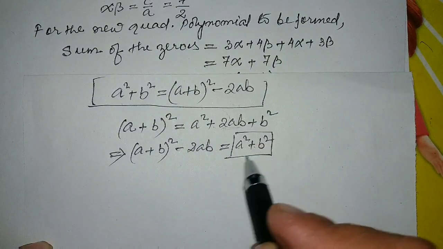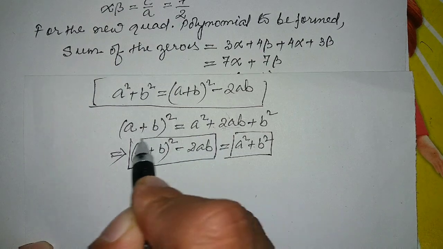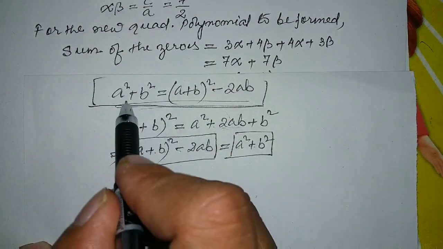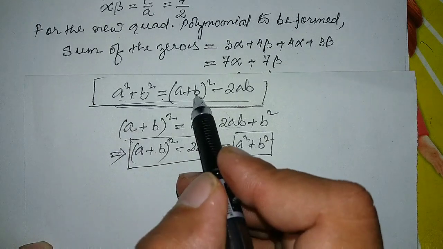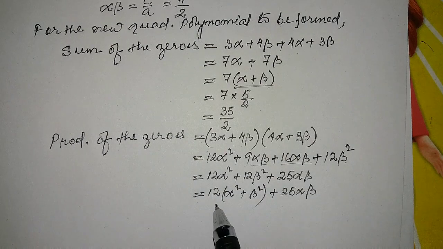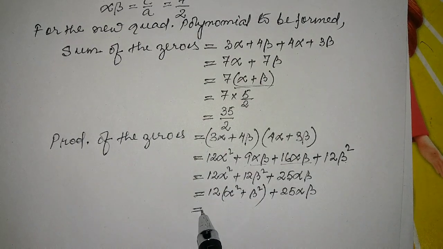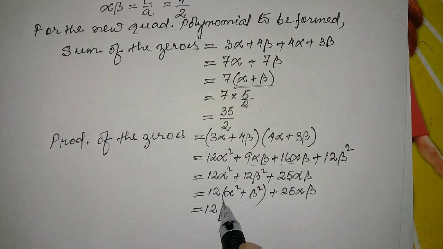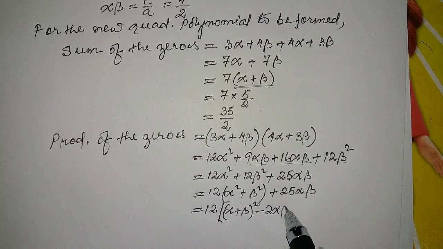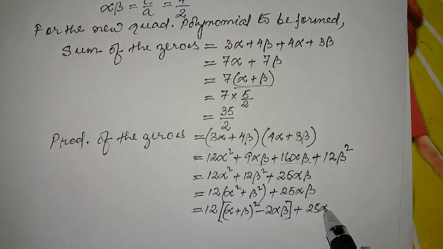a square plus b square is equal to (a plus b) whole square minus twice ab. So this is the formula that we have here. Now alpha square plus beta square will be (alpha plus beta) whole square minus twice alpha beta, and then plus 25 alpha beta here.